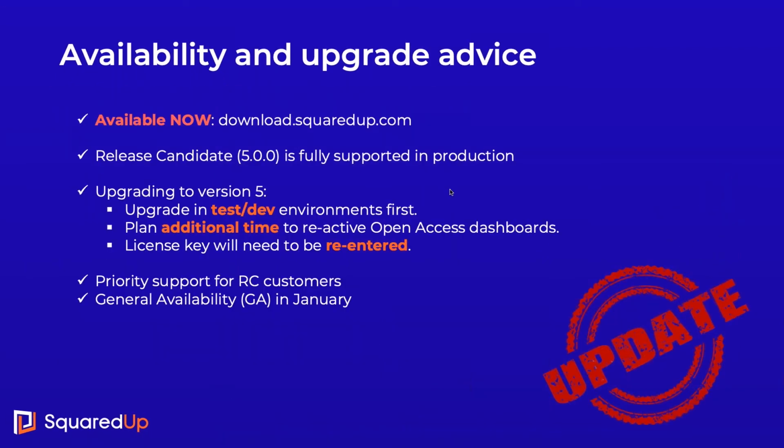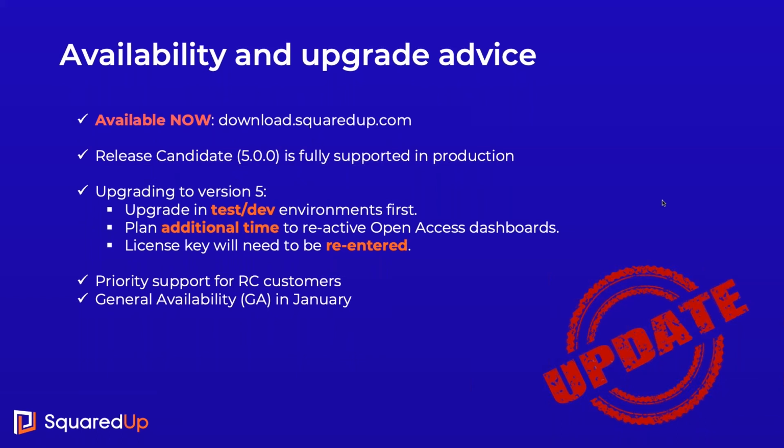So as I mentioned, SquaredUp 5 is available now. Head over to our website and download the release candidate today. We fully support the release candidate in production, and we actually give priority support to any customers who are trying out version 5 early.